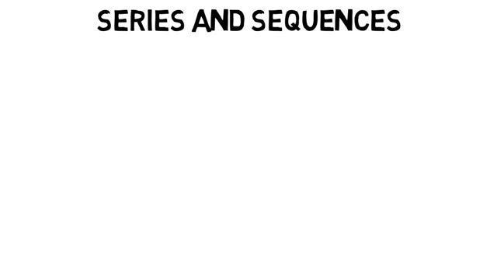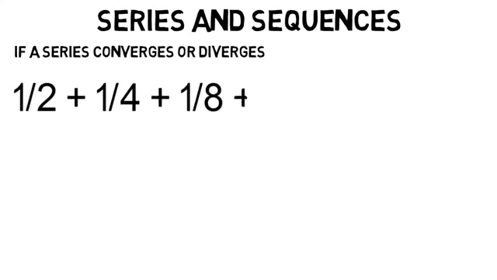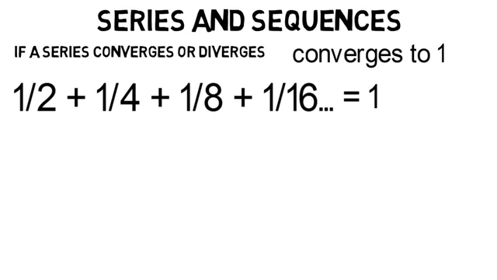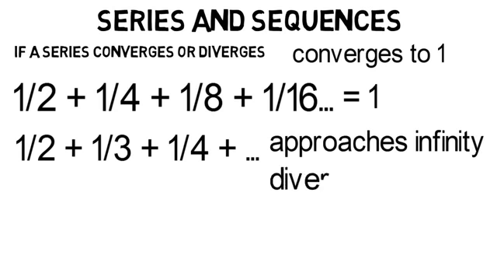The next part of Calculus 2 is series and sequences. Mostly finding if a series converges or diverges. As in, if you have a series like 1/2 plus 1/4 plus 1/8 plus 1/16 and went on forever, it would get infinitely close to 1. This means that this series converges to 1. But if you have the series 1/2 plus 1/3 plus 1/4 and so on, it would not converge. It would just get bigger and bigger and approach infinity, meaning it diverges.